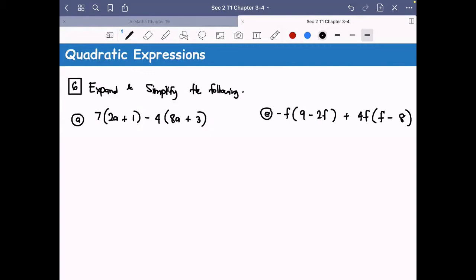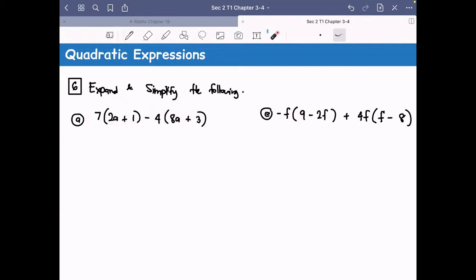So for letter A again, what do we do when we have expressions or numbers outside the brackets? Basically, we just need to distribute those numbers with whatever is inside.